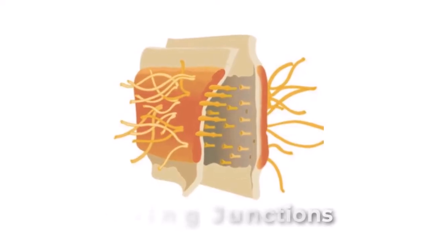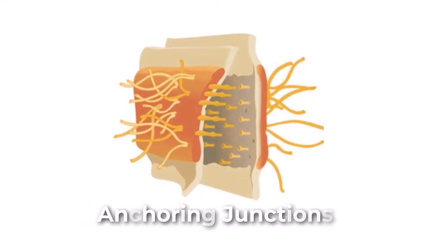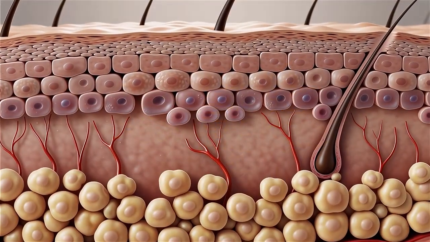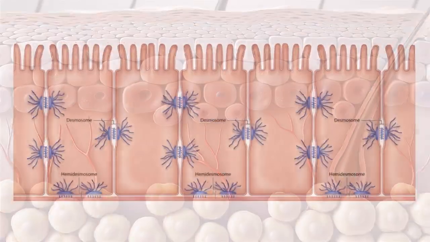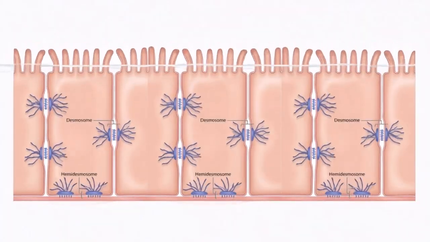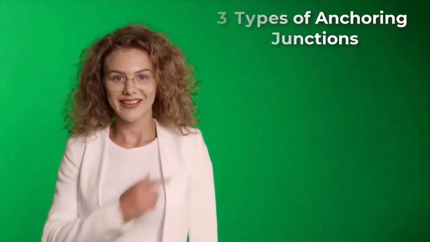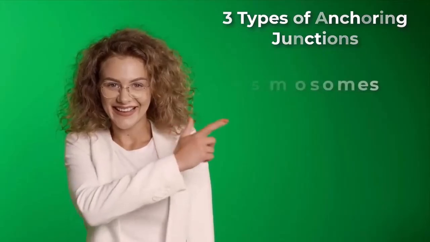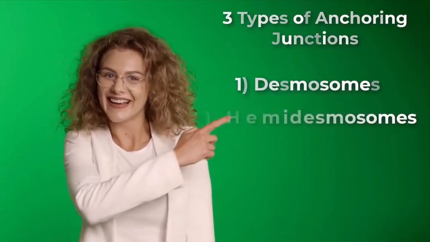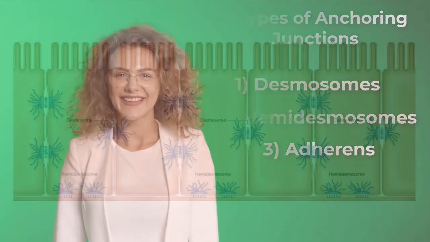An anchoring junction includes several types of cell junctions that function to stabilize epithelial tissues. Anchoring junctions are common on the lateral and basal surfaces of these types of cells. Anchoring junctions provide strong and flexible types of connections. There are three types of anchoring junctions: desmosomes, hemidesmosomes, and adherens.